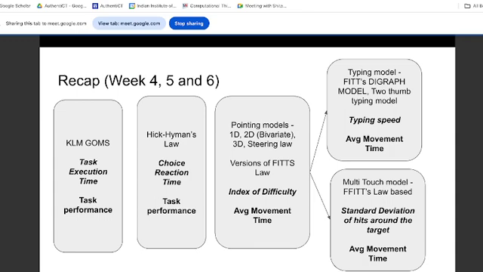Then we looked at the multi-touch model. Here it was a Fitts' law based model. And here we were calculating the standard deviation of hits around the target, and then what would be the average movement time if the standard deviation of the hits was some sigma. If you focus on all those things we learned while going through these models, we were focusing on the average movement time or task performance.